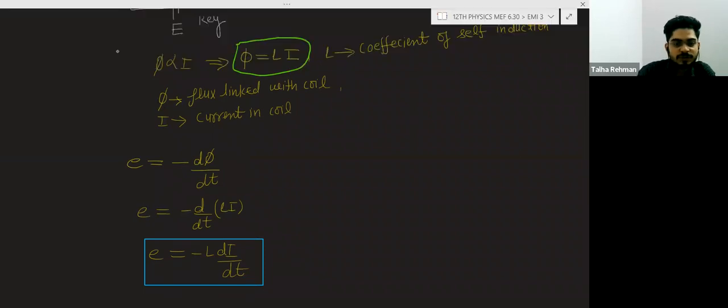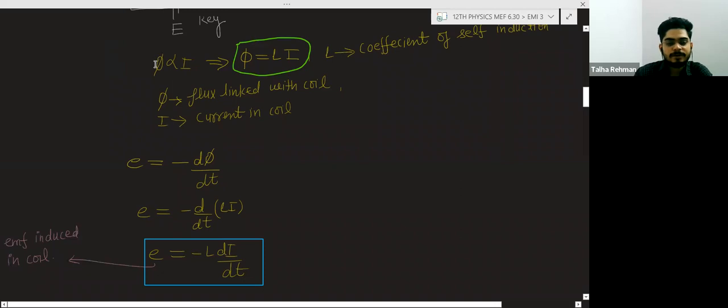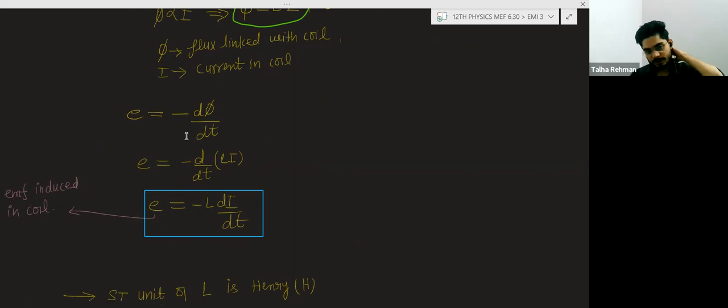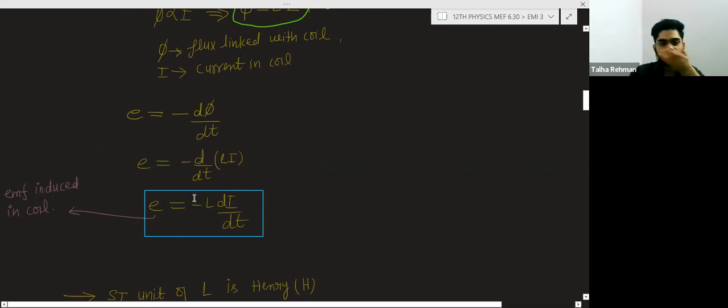And what is E here? This E is the EMF induced in the coil. Now the SI unit of L is the Henry. Okay, the SI unit of L is the Henry. Now basically this formula you should know.